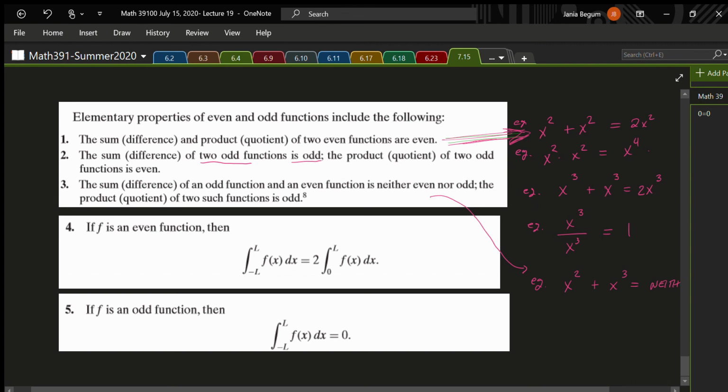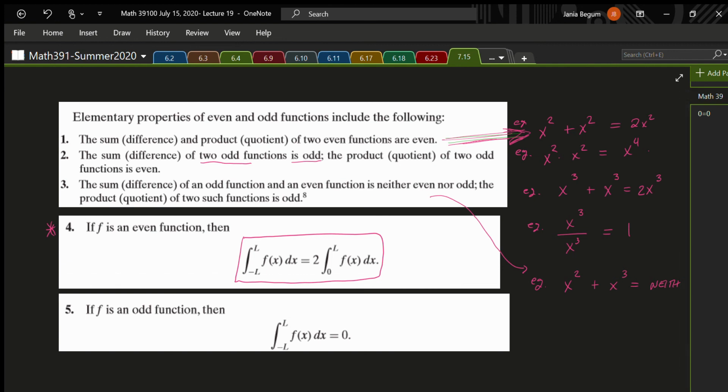Number 4 is really coming from calculus. If f is an even function, then if you integrate that even function over a symmetric interval, you can double the integral and take it from 0 to L. Have you guys seen this somewhere? Yes? No? Okay. All right, that's honest. Thank you. So here's something to remember.